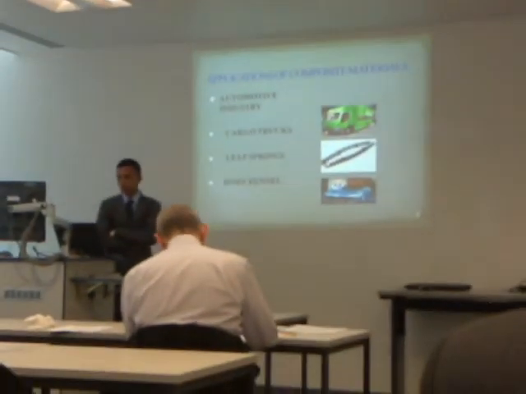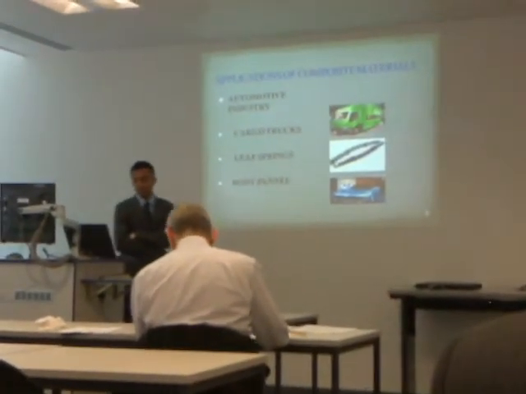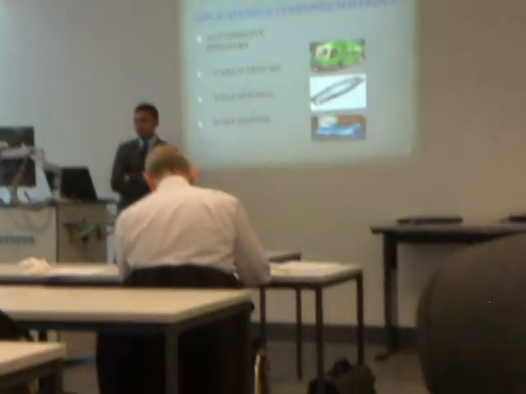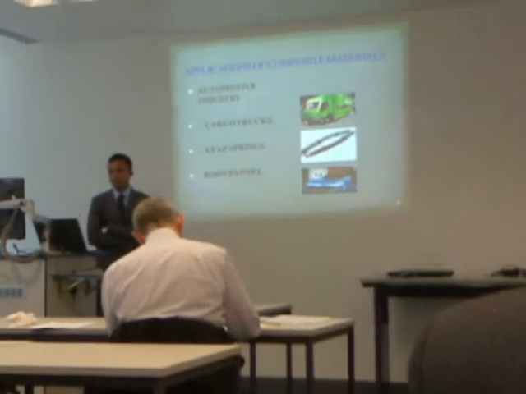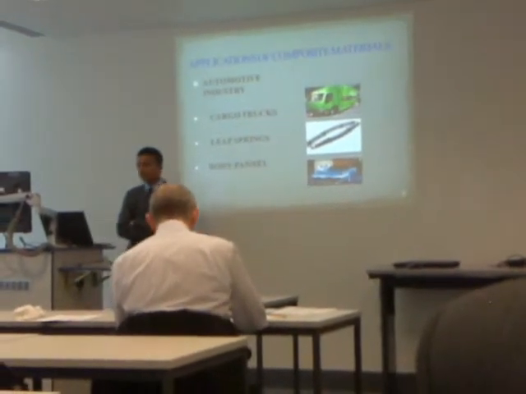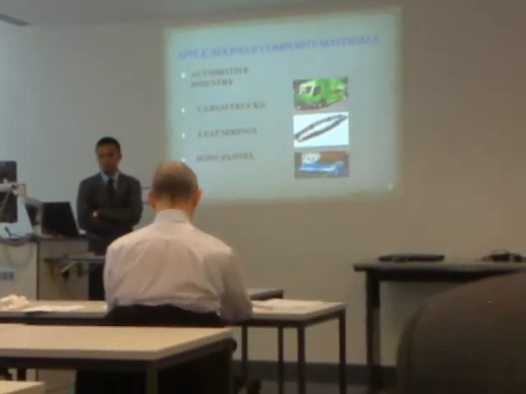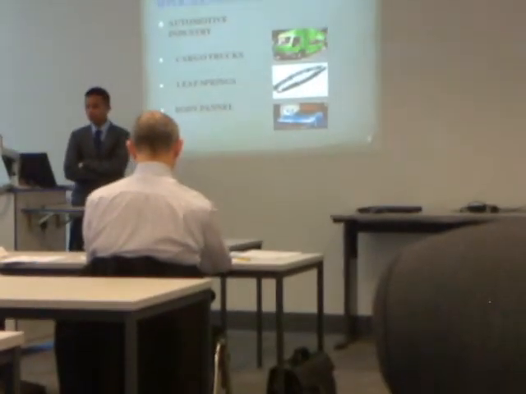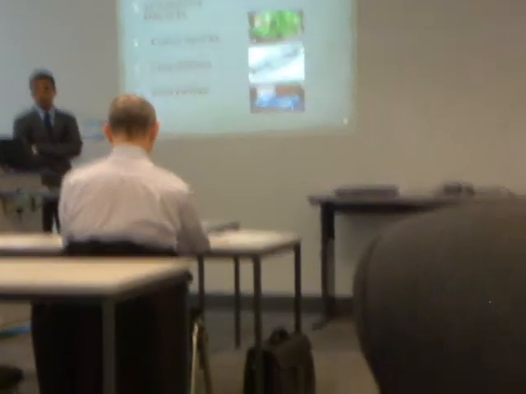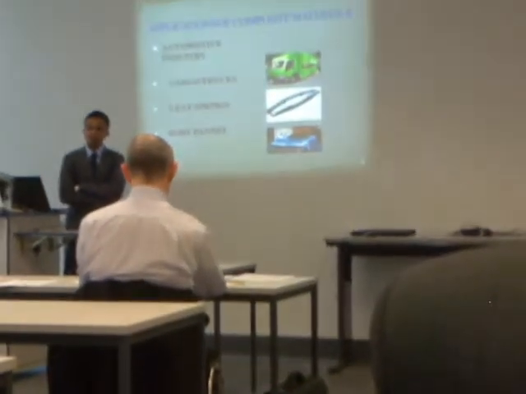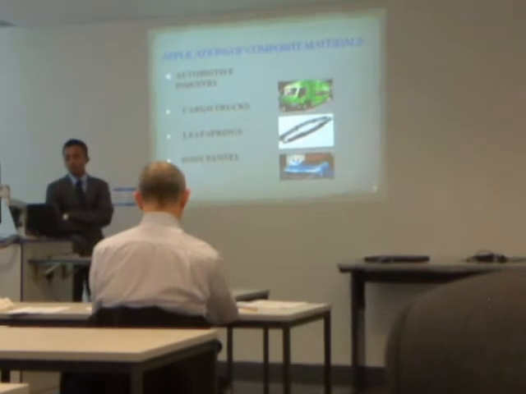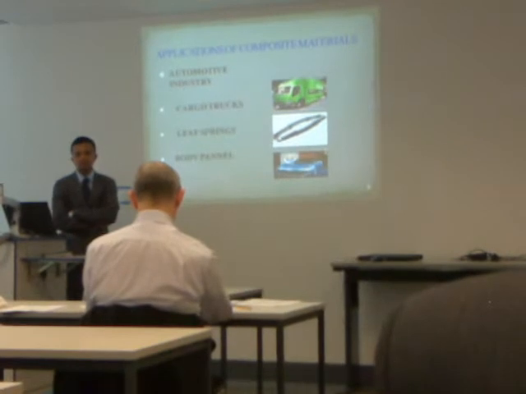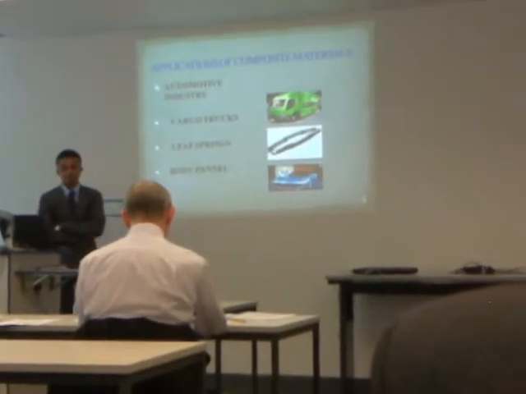The applications of composite materials in the automotive industry are in cargo trucks, leaf springs, and body panels. As composite materials are lightweight, using them in cargo trucks improves efficiency, like fuel efficiency. In leaf springs, instead of a steel spring, we can use a composite spring, which reduces the weight of the leaf spring by 70%. And in the body panel, we use the crystallized form of glass fiber to increase stiffness, which also gives a smooth body finish.